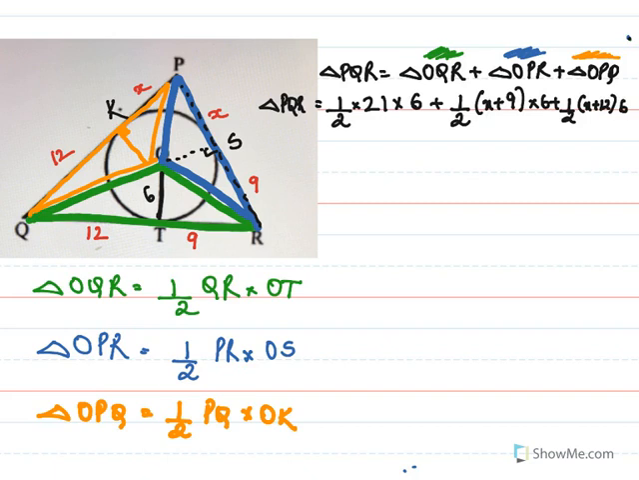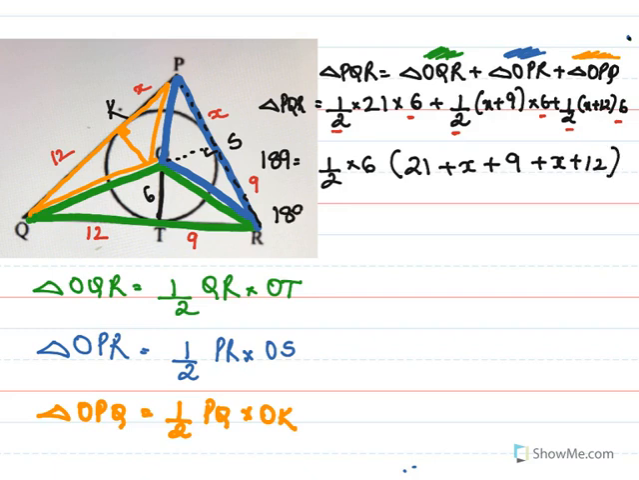Now the area of the triangle is already given to us as 189. So we put 189, and take half into 6 common out. What remains is 21 plus x plus 9 plus x plus 12. So 189, we'll cancel this out, becomes 3, and you keep working this. Here you get 33 plus 2x, and after you work this out, you will get x equal to 22.5 centimeters.